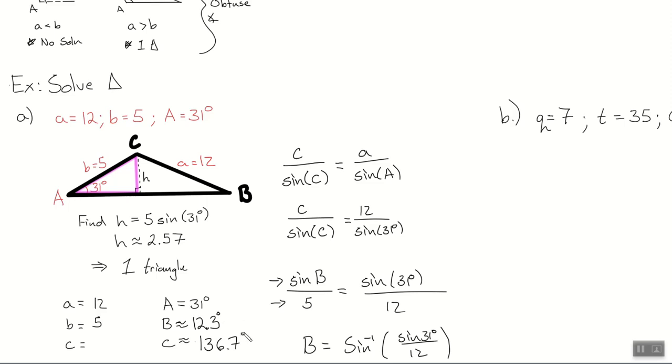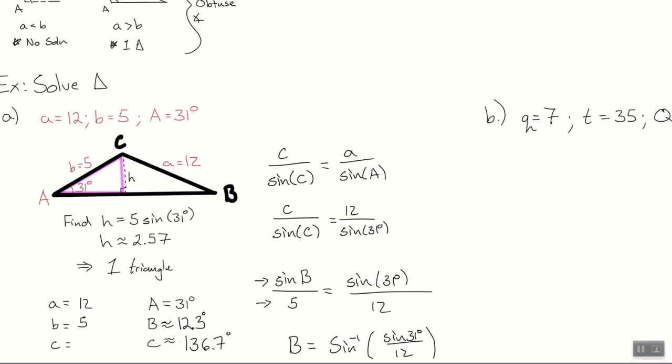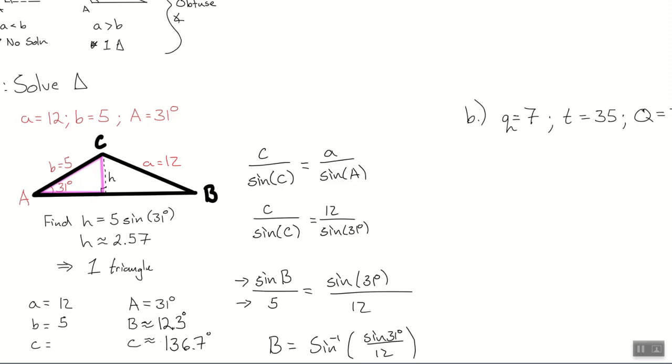All right, well, that's almost done. Now I need side C. How on earth do we find side C? I'm going to put these in here now that I have them. I'll label my picture. That's 12.3 degrees, and this was 136.7. All right. Do I have enough to find the last side? Okay. Law of sines. I'm going to use it again.